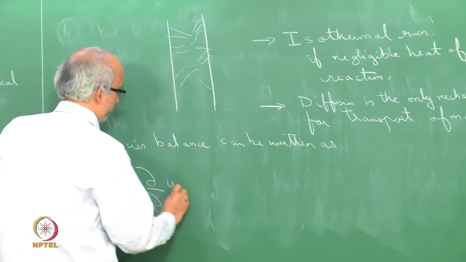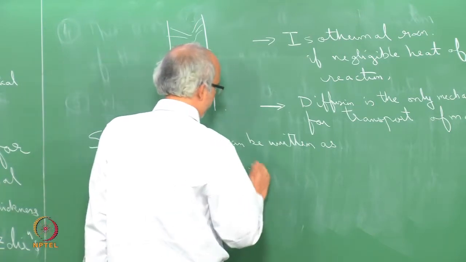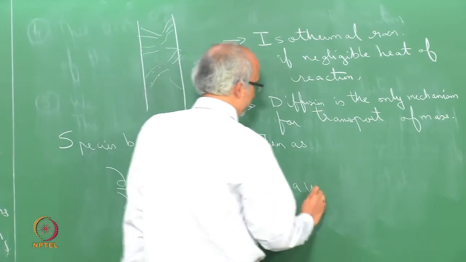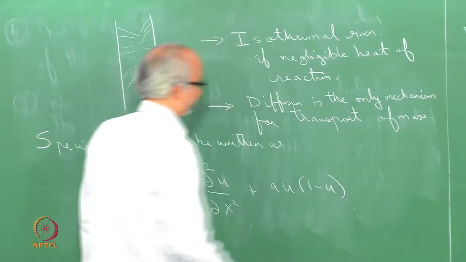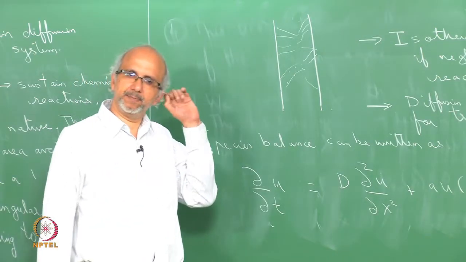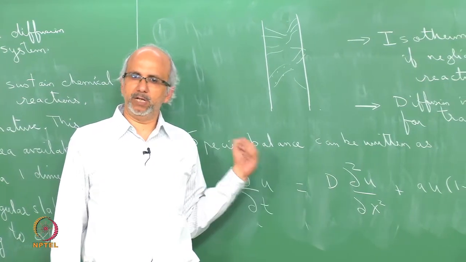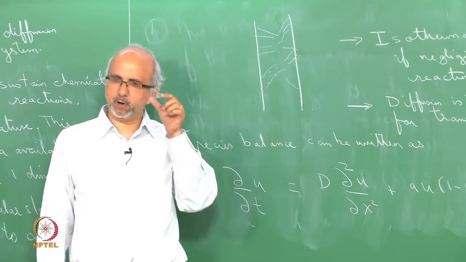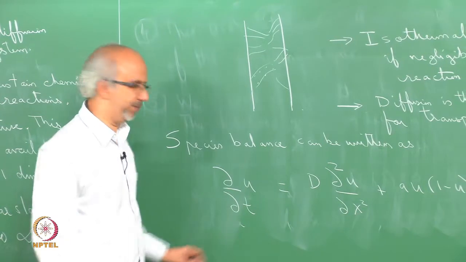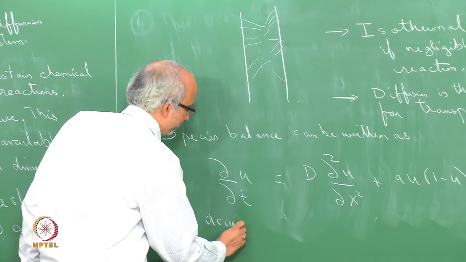the partial derivative of U equals... In some sense, this is Reynolds transport theorem for you, but I'm doing a species balance here. I'm doing it for a small infinitesimal control volume. What does this term represent? This term represents the accumulation term.